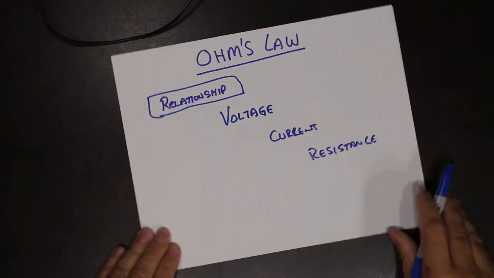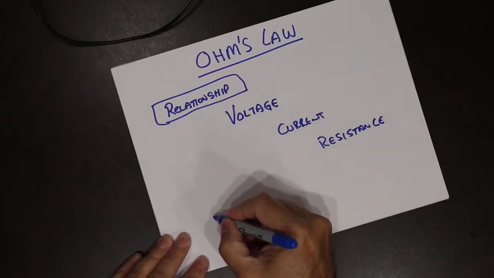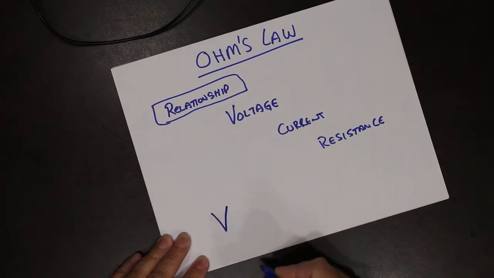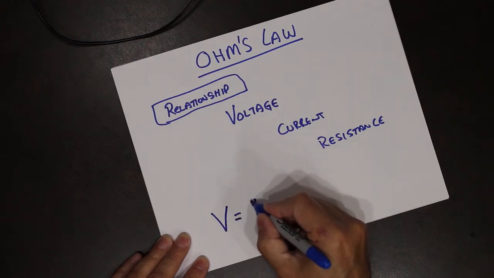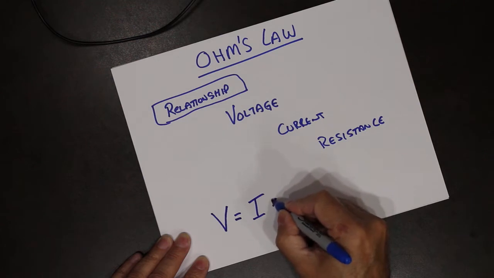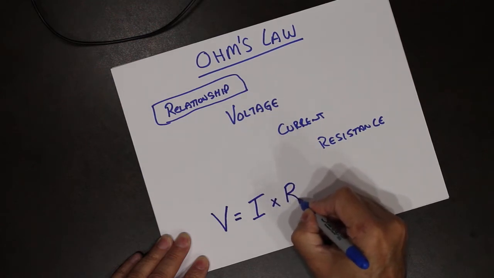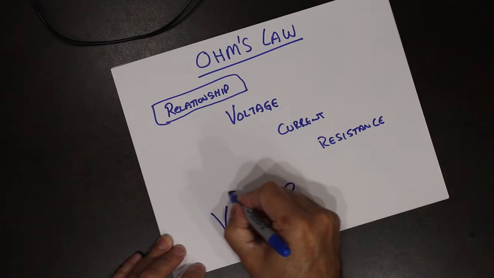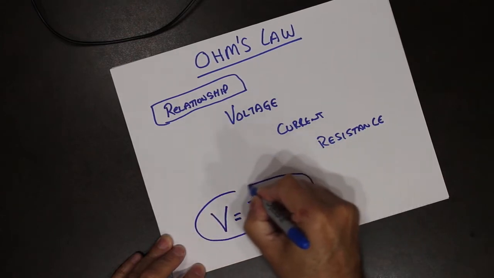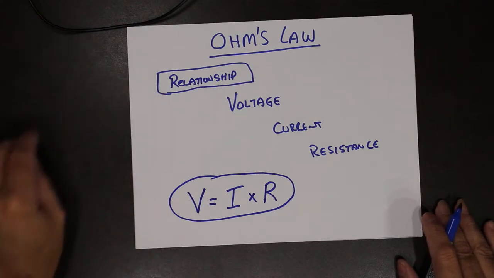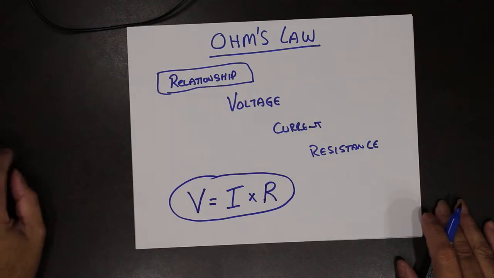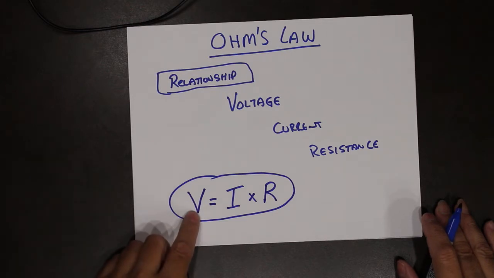This relationship can be set out mathematically, saying that the voltage in a circuit is equal to the current times the resistance. So this is a mathematical representation of the relationship in Ohm's law. So voltage is equal to current times resistance.